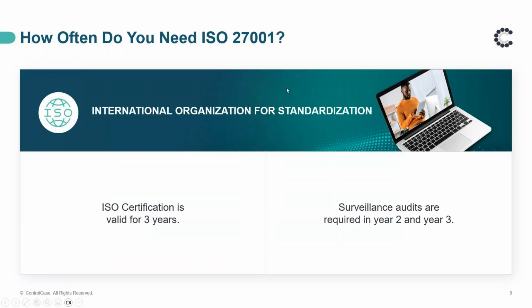Moving on, how often do you need ISO 27001? ISO 27001 is a 3-year certificate, right? So once you get certified, your certificate is valid for 3 years. The catch is every year you have to do a surveillance audit. We will look at what year 1, year 2 and year 3 look like in the next slide. But just to give you a complete picture, it's a 3-year certification where you're required to perform surveillance audits in year 2 and year 3.